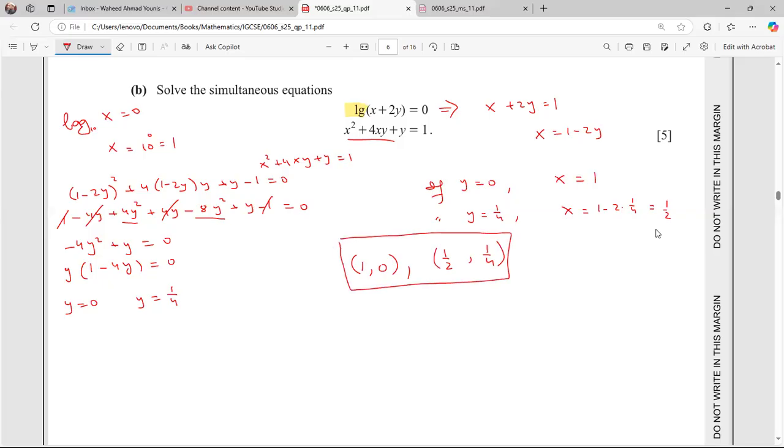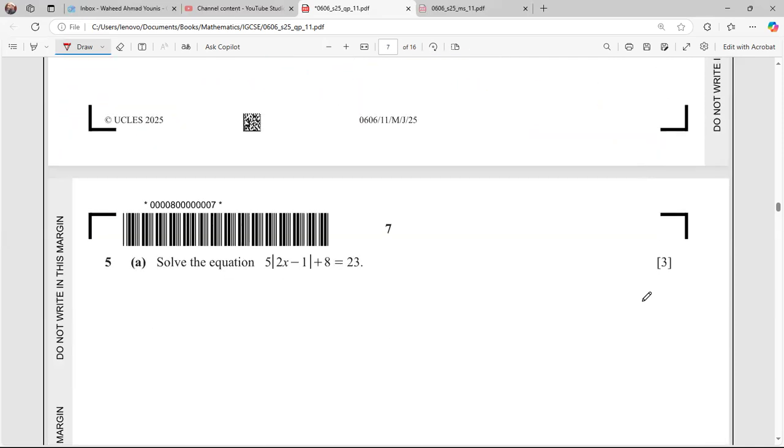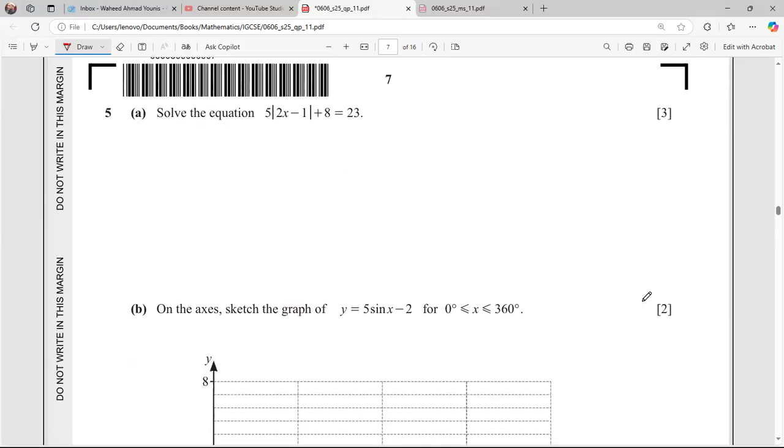Okay. I hope it's clear. No confusion, nothing to ask? Okay. Solve this thing.